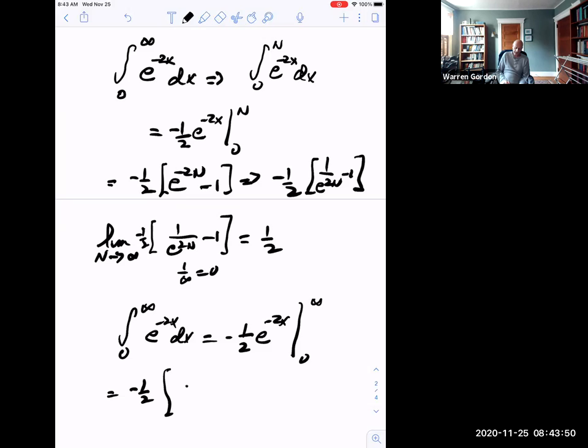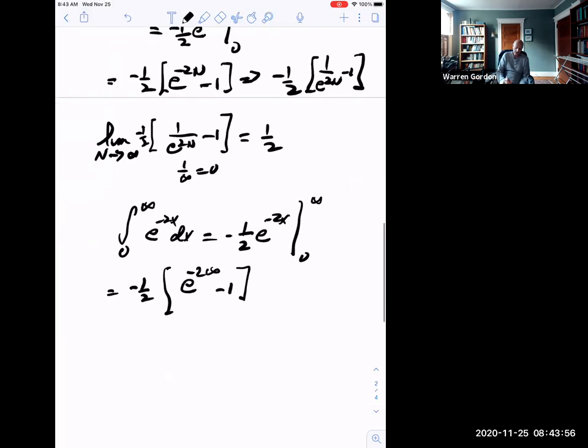This would be e to the minus 2 times infinity minus 1, or minus 1/2 1 over e, or 2 times infinity is infinity. So this is 2 infinity, which is infinity, minus 1. E to the infinity power is infinity. 1 over infinity is 0. So this term is 0. And once again, I get the answer 1/2.